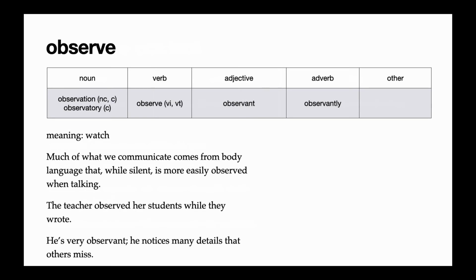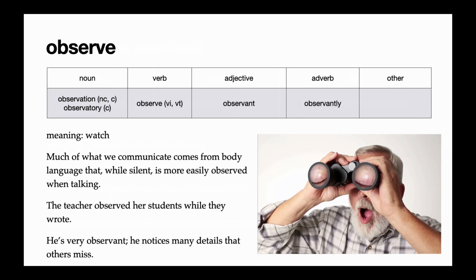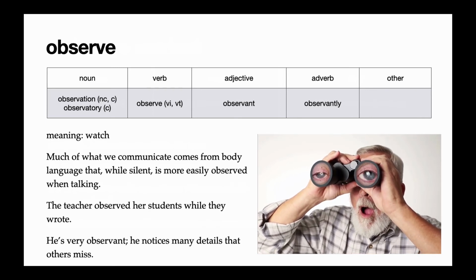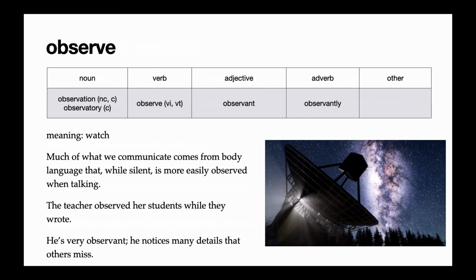Next, we have the verb observe. Observe means to watch. In the reading, we said, much of what we communicate comes from body language that, while silent, is more easily observed when talking. The second example says, the teacher observed her students while they wrote. And the third example shows observant, the adjective. He's very observant. He notices many details that others miss. That means this is a person who sees a lot of things. The noun forms we see are observation and observatory. An observatory is a place where we can look at the sky.